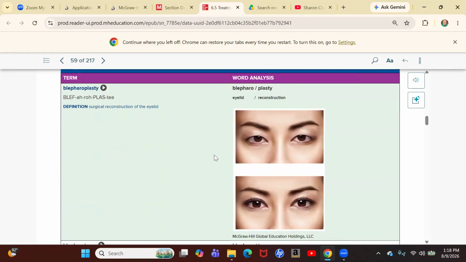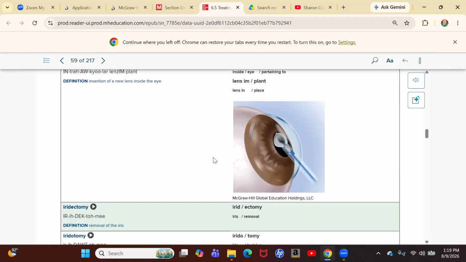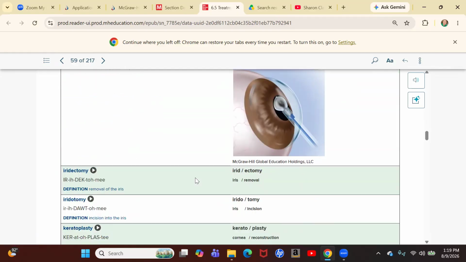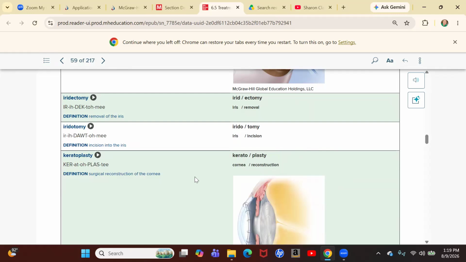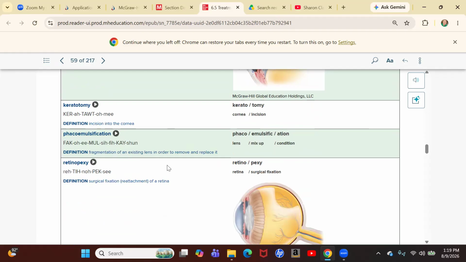Blepharoplasty we've spoken about already. When you look at this intraocular lens implant here, this is a new lens inside of the eye to oftentimes replace a lens that has cataract. Iridotomy, cutting into or surgically removing the iris. Here you have a keratoplasty. This is a surgical reconstruction of the cornea itself, due to diseases that can affect the cornea.